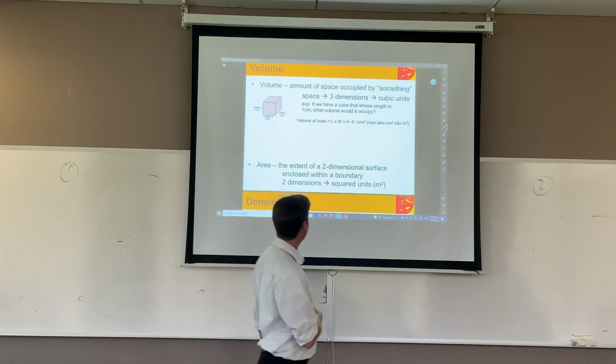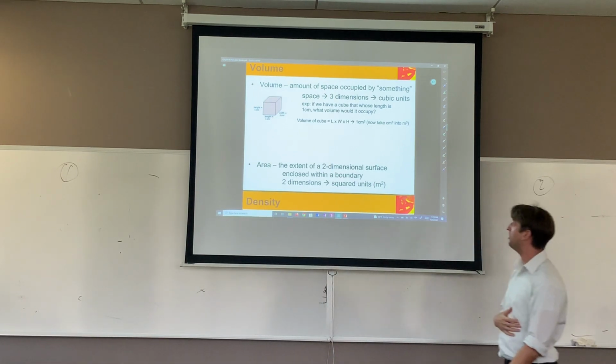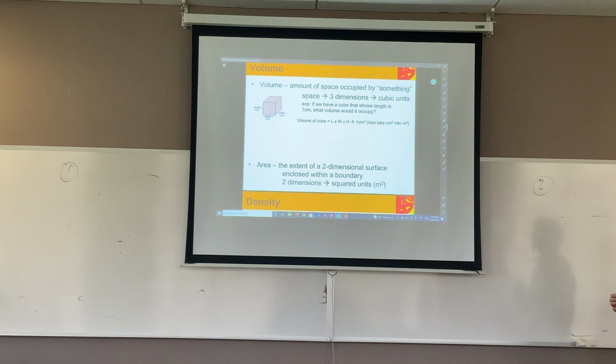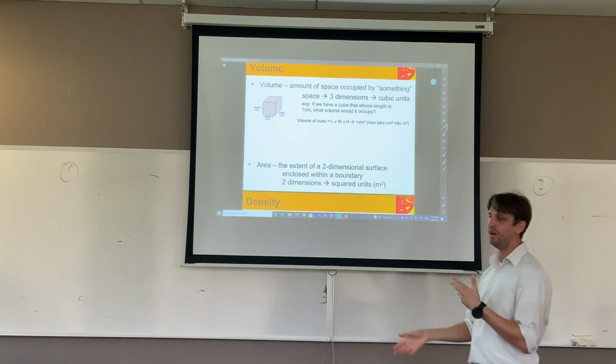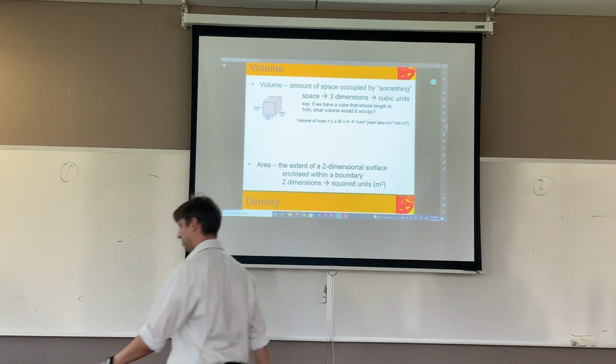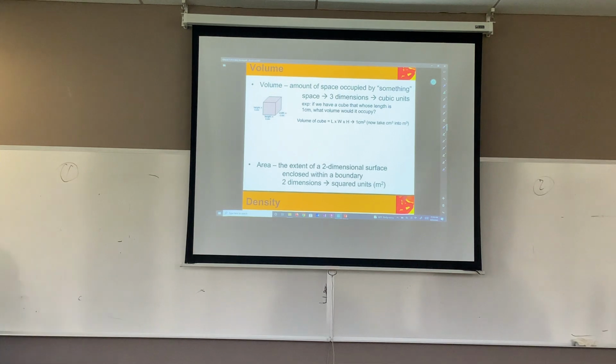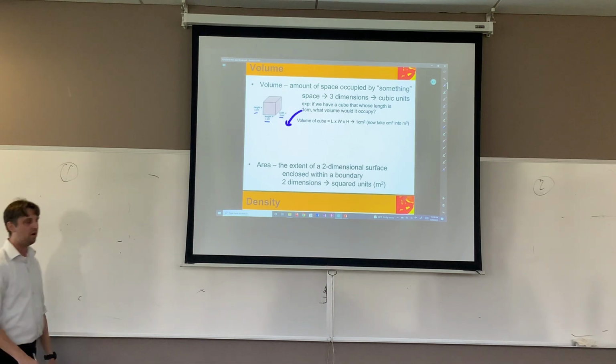So volume, the amount of space occupied by something. Space is 3-dimensional. We have cubic units, right? If we have a cube that the length is 1 centimeter, what volume would it occupy? Length times width times height. 1 centimeter times 1 centimeter times 1 centimeter. So let's take a look at this real quick. If I have a cube and the length is 1 centimeter, so length is 1 centimeter, this is 1 centimeter, that's 1 centimeter. What volume would it occupy?